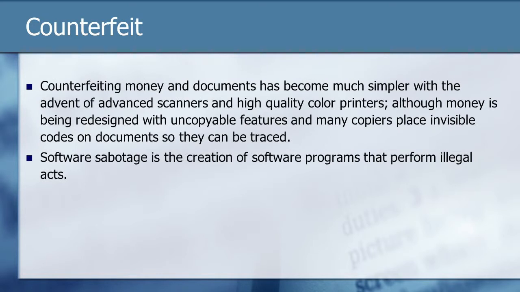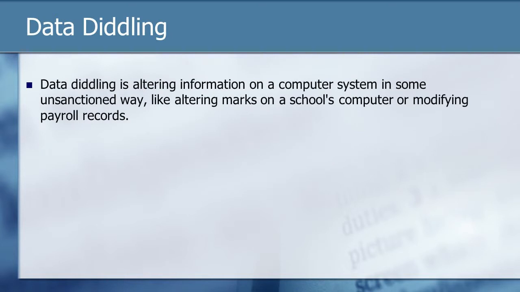Software sabotage is the creation of software programs that perform some type of illegal acts. Data diddling is altering information on a computer system in some unsanctioned way, like altering marks on a school's computer or modifying payroll records. They say that Bill Gates actually changed the class roster so that he could get in classes with some of the pretty girls. I'm not sure if that's true or not, but if it was true, that would be considered to be data diddling.